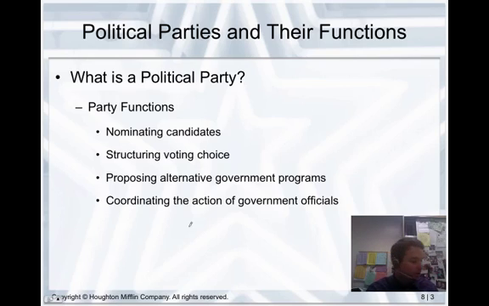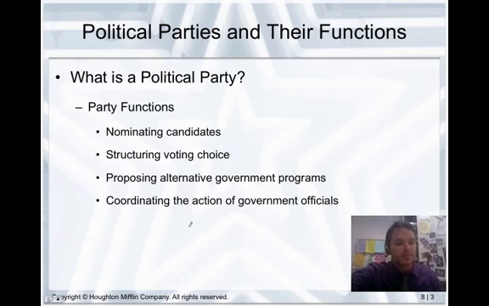They propose alternative government programs, so there's always this role of the loyal opposition, meaning whatever the current administration or majority party is doing, you can count on the minority party to say what they would do differently. So there's always going to be critique. And they can coordinate the action of government officials, bureaucrats and whatnot, giving them priorities and goals for what they should be working on.